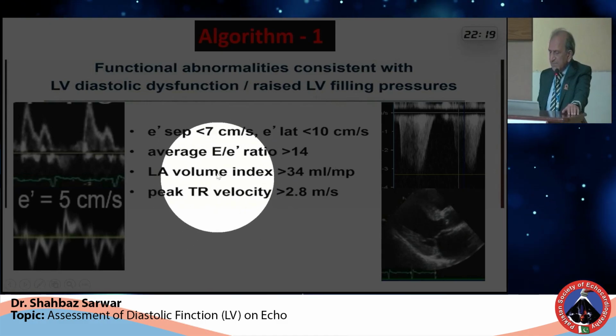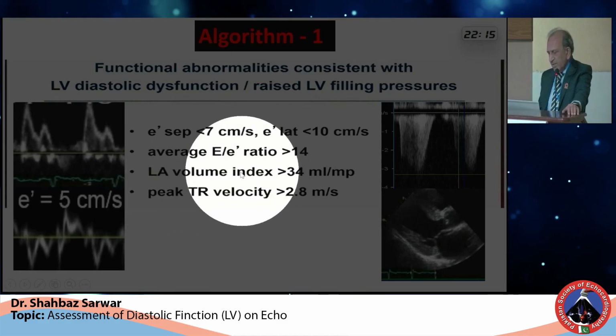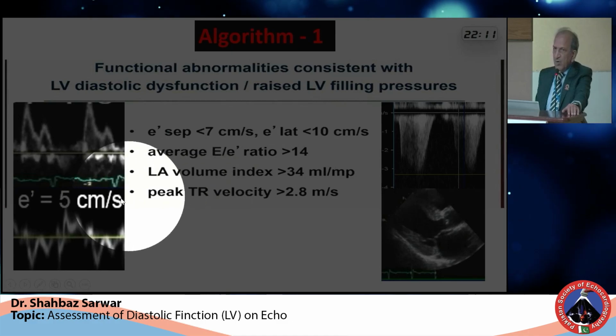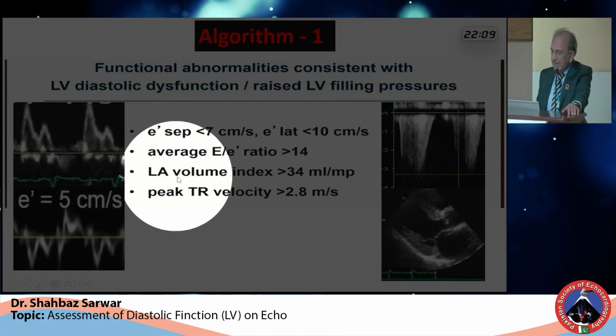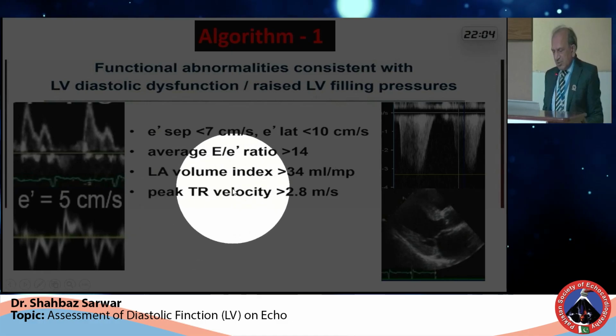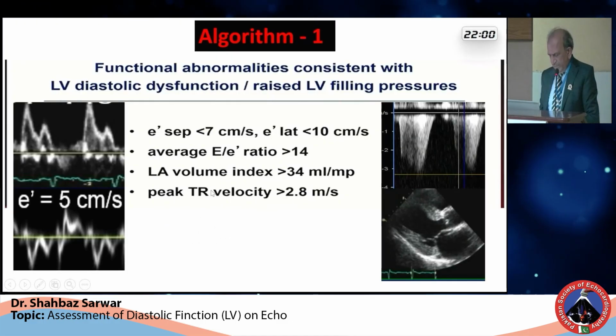Most of the time we can fix the patients in one way or other, but about 1/3 of the patients would have half of them abnormal and half of them normal, and we call them, as per the guidelines, indeterminate diastolic function. And during my talk I'll tell you how to overcome that limitation.